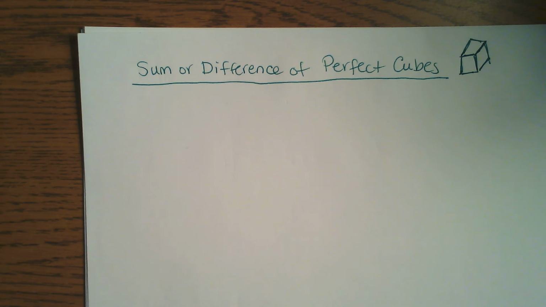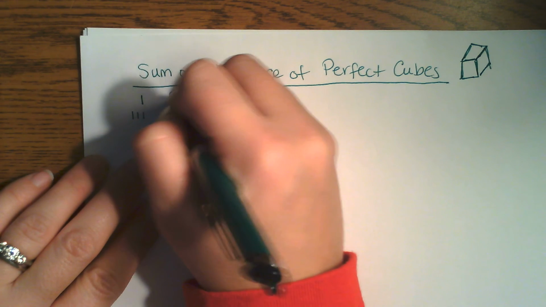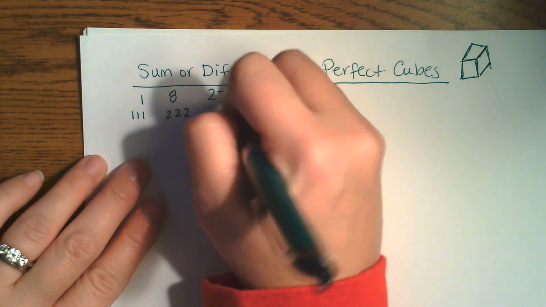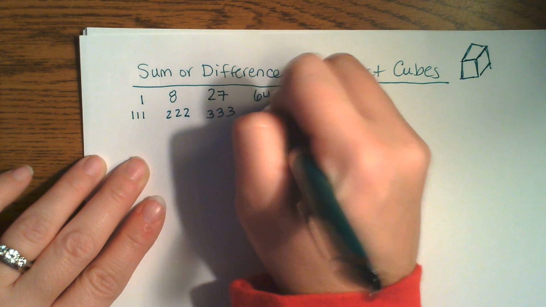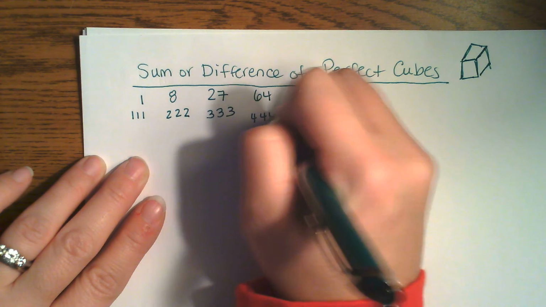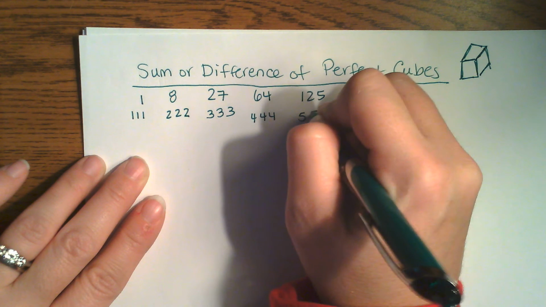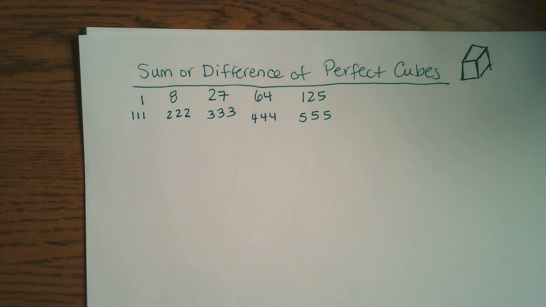All right. So our perfect cubes are 1, 8, 27, 64, 125, and I'm pretty sure I wouldn't give you something higher than that. So we'll just make that list stop right there.